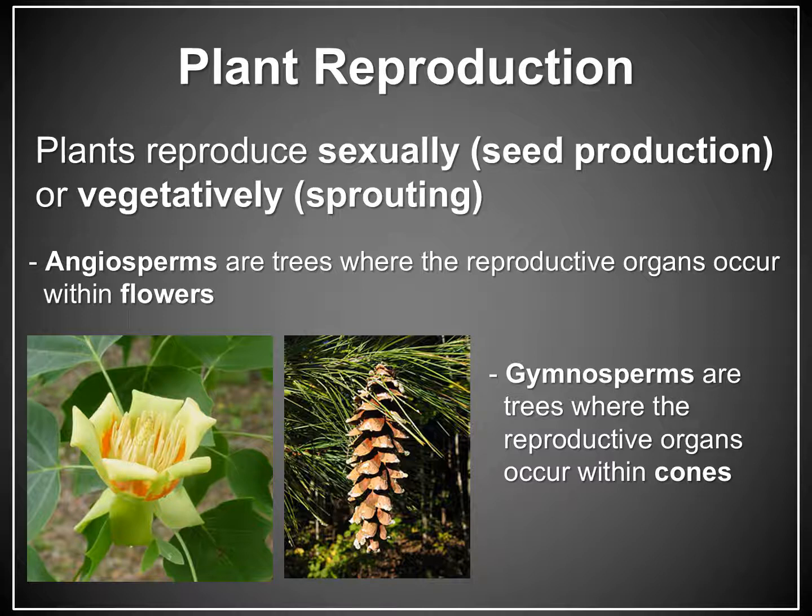So trees that maintain their reproductive organs within flowers are referred to as angiosperms. This is the category that our hardwood or deciduous trees fall into, maple species, oak species, etc. Trees that maintain their reproductive organs within cones are referred to as gymnosperms. This category includes our softwood or conifer species, the pine species, spruce species, hemlock species, etc.